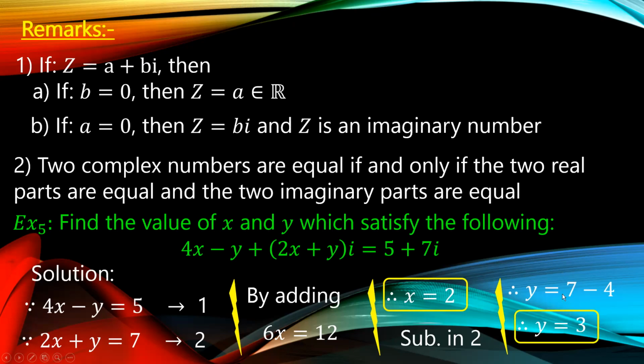Again, here I have two equal complex numbers. Then the real part of the first equals the real part of the second, and the imaginary part of the first number equals the imaginary part of the second. I will solve the two equations and find the values of x and y.